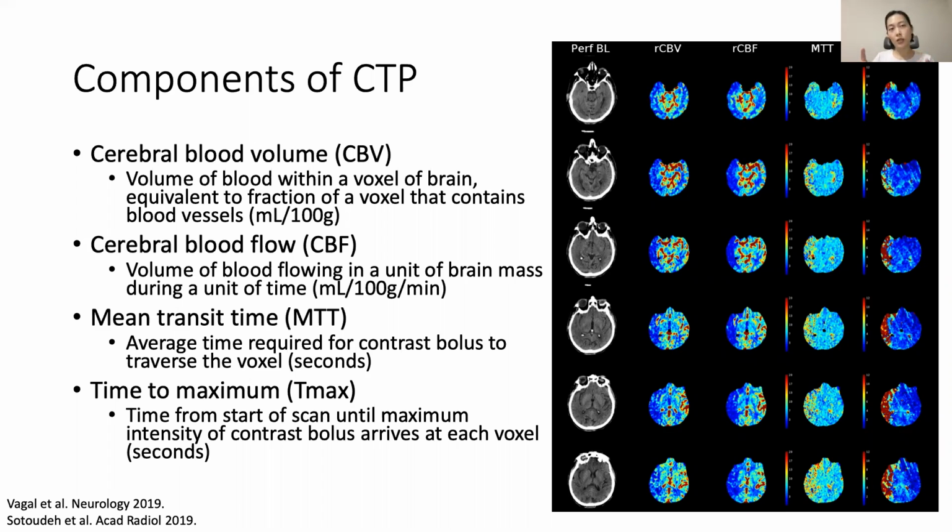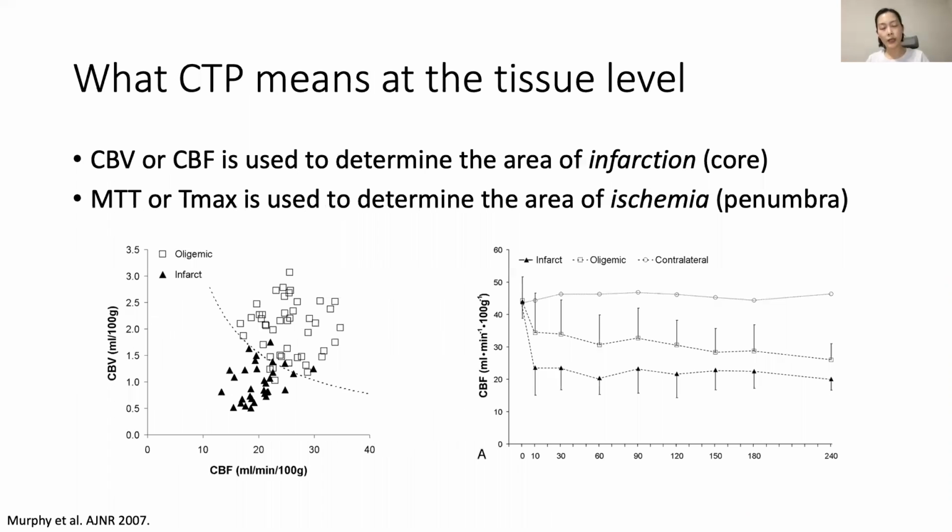And we can measure the time from start of the scan until the maximum intensity of contrast bolus arrival at each voxel. And so those different parameters give us different information. What that means on a tissue level is cerebral blood volume or cerebral blood flow gives us the area of infarction, or core, or dead tissue, basically, where the blood volume or the blood flow within that area is so low that we can assume that tissue is basically dead.